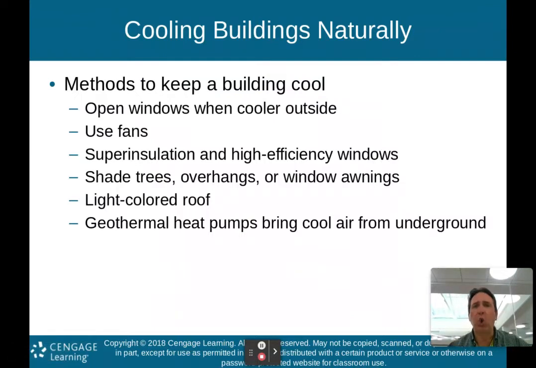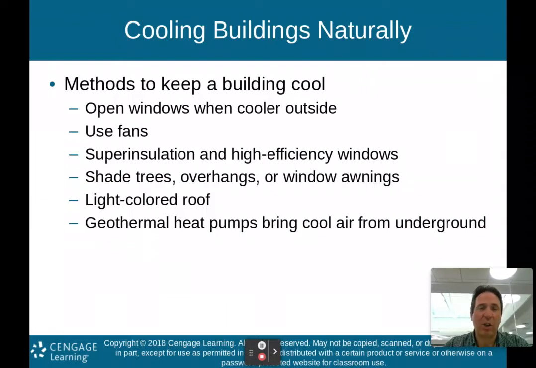All right, how can we cool buildings naturally? That was talking about how to heat your building naturally. Well, how can we cool them? Methods to keep a building cool: open windows when it's cooler outside, obviously. You can use fans. Super insulation and high efficiency windows will prevent the heat from coming in if you are using air conditioning. Also shade trees, overhangs, or window awnings to keep the sunlight out.